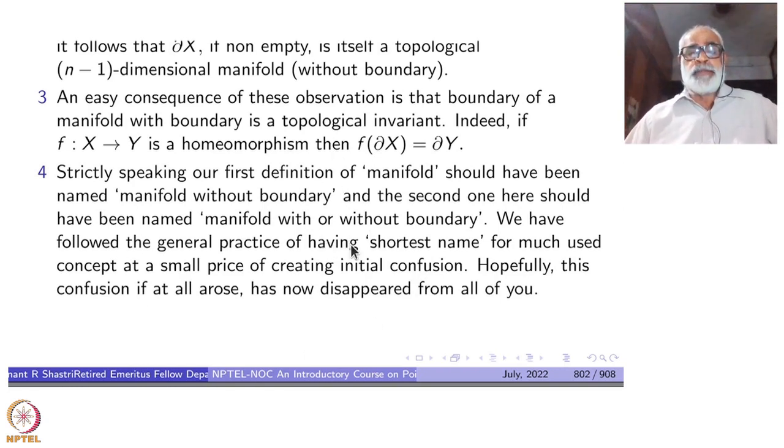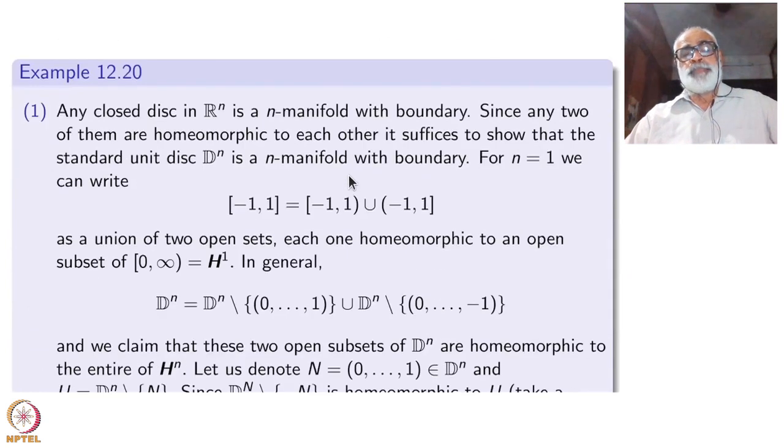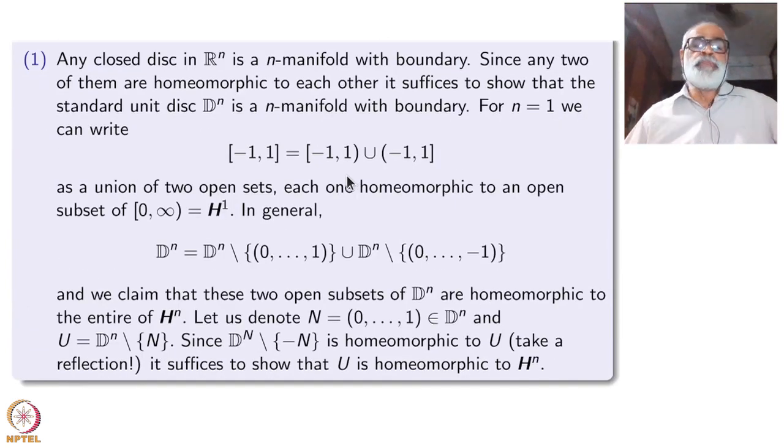In any case, if there is an initial confusion about what a manifold is, what a manifold with boundary is, what a manifold without boundary is, having spent sufficiently enough time on the explanation, I hope this confusion, if at all, has disappeared now, okay? Let us have some examples.